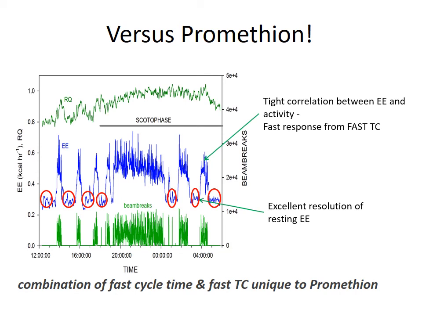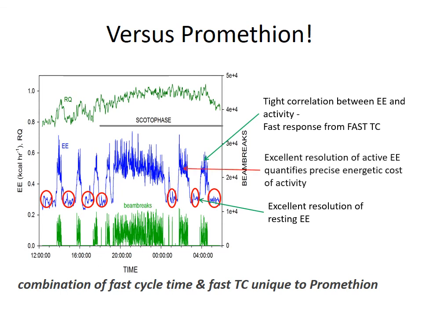Likewise, very tight correlation between energy expenditure and activity, again because of the fast time constant. The moment you have cross-bridge cycling because of activity, you have energy demand, you have increased oxygen consumption, CO2 production immediately. There's a beautiful, quick correlation. And this means that you have excellent resolution of active energy expenditure versus activity, and you can determine the precise energy cost of activity. Even, for example, measuring cost of locomotion of mice on a running wheel, inside the cage with no stress.